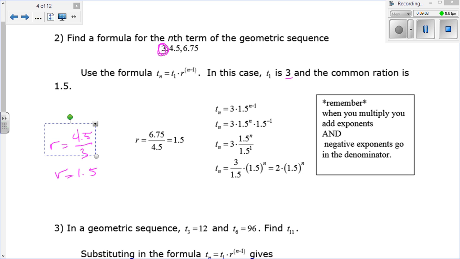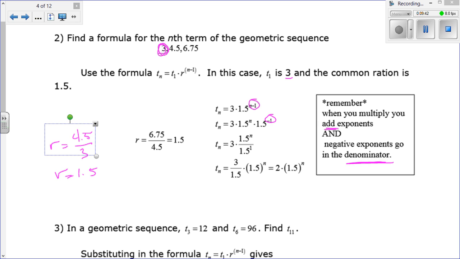So t sub n equals 3 times 1.5 to the n minus 1. And just something that you need to remember, when you multiply, you add exponents. And negative exponents go in the denominator. I'm going to be using these properties to help me simplify. So I have 3 times 1.5 to the n times 1.5 to the negative 1. If I were to add those two exponents, I'd get 1.5 to the n minus 1. I'm kind of breaking them up into their parts.